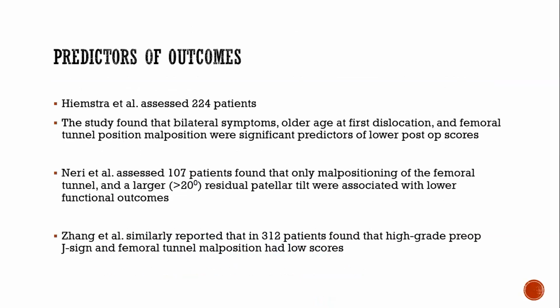Predictors of outcomes: it has been found that bilateral symptoms, older age at first dislocation, and femoral tunnel malposition were significant predictors of lower postoperative scores. Another study showed malposition of the femoral tunnel and residual patellar tilt were associated with worse outcomes. And the common factor in all these 3 studies is the femoral tunnel malposition.